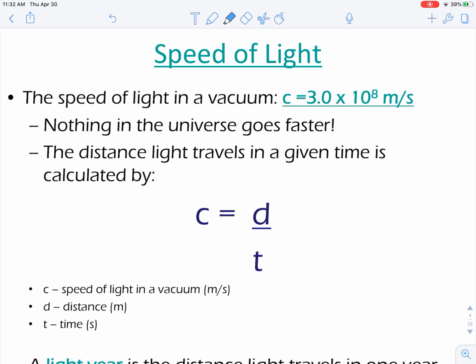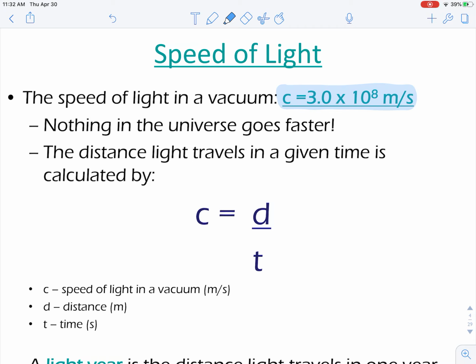Something to know, light is the fastest entity in the universe. We don't know anything that travels faster than light. And something scientists have learned before us, we have estimated the speed of light to be 3.0 times 10 to the 8th meters per second. It is always traveling at that speed in space.